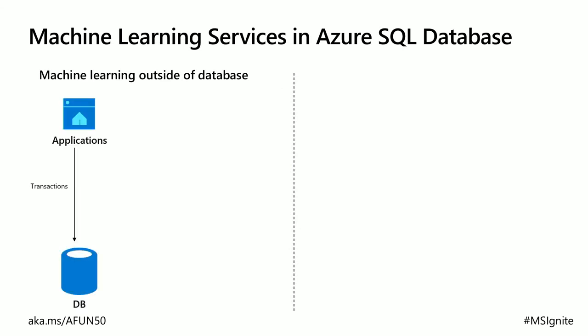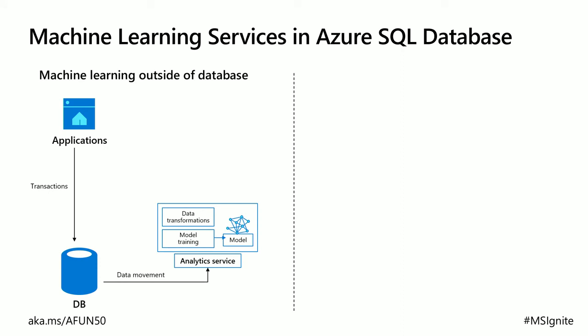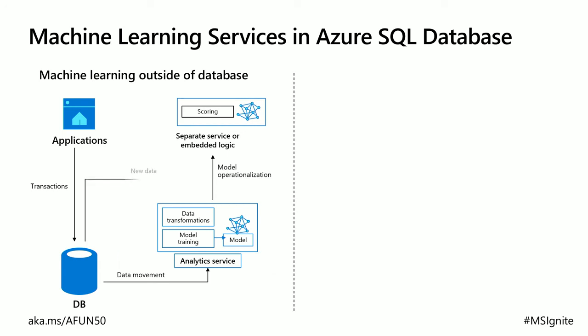Today, if we want to build machine learning into an on-premises SQL database, we have the application sending transactions to the database. We then have to move the data or copy the data into the analytics service where we do the data transformations and the model training. And then we send that model off to be scored and optimized to a separate service or embedded logic within that. And then any new data from the database has to go through that same process. It's not impossible. There's just a lot of moving of blocks of data from piece to piece that ends up limiting how large it can get or how fast we can make it.